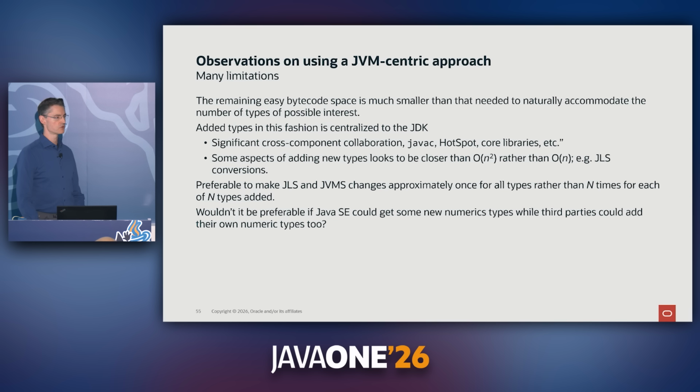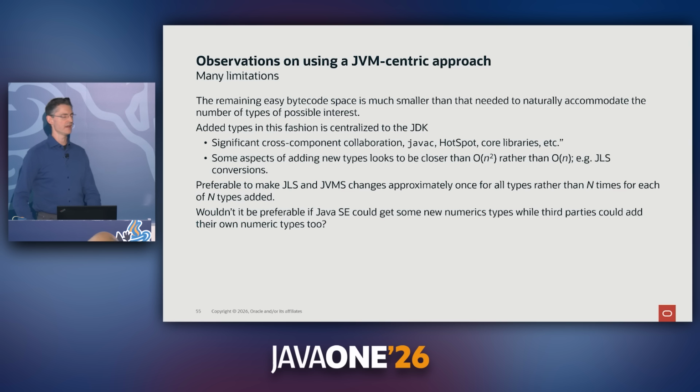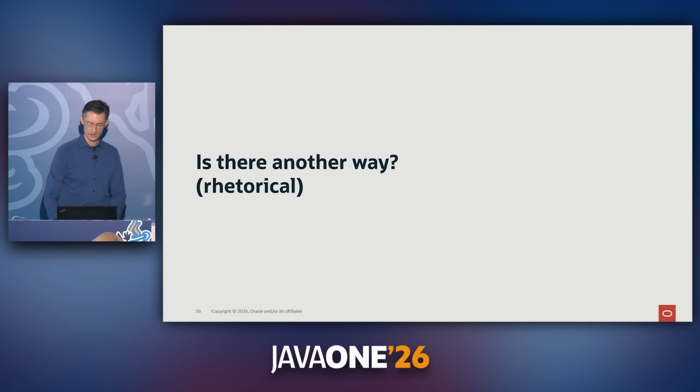We would rather have an approach where we can update the language specification, the virtual machine specification, and the libraries once-ish, and unlock the ability to add more numeric types both in the platform itself and for third parties. So that's what we're going to do. And that's what we're looking into doing with Project Valhalla.